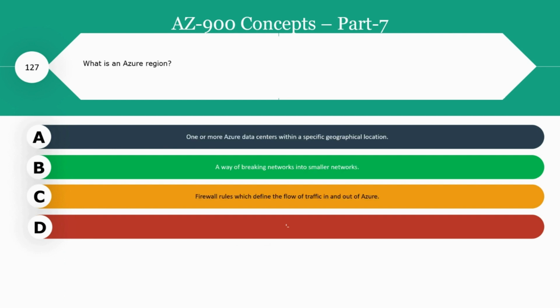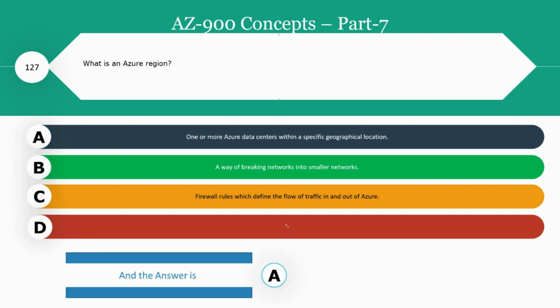Next question: What is an Azure region? It's a kind of definition for Azure region. Option A, one or more Azure data centers within a specific geographical location. Option B, a way of breaking networks into smaller networks. Option C, firewall rules which define the flow of traffic in and out of Azure. Option A is the correct answer.